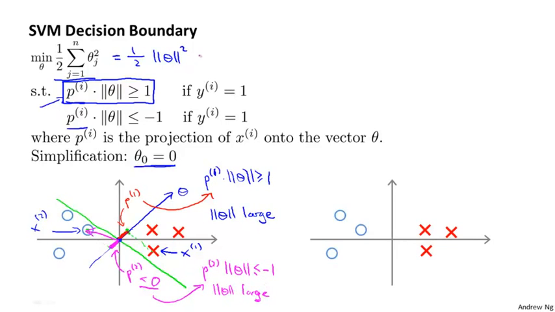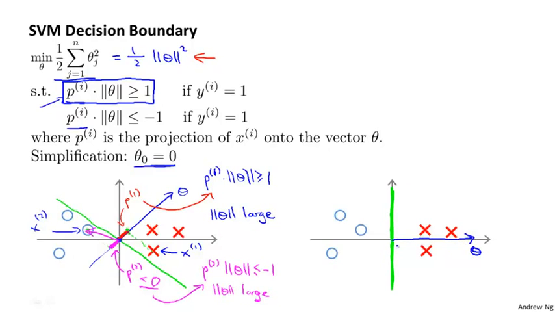But what we're doing in the optimization objective is we're trying to find a setting of parameters where the norm of theta is small. And so, this doesn't seem like such a good direction for the parameter vector theta. In contrast, let's look at a different decision boundary. Here, let's say this SVM chooses that decision boundary. Now the picture is going to be very different.